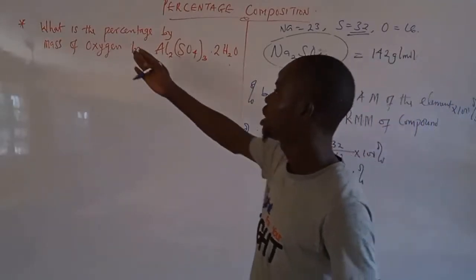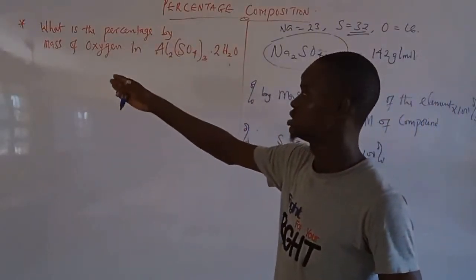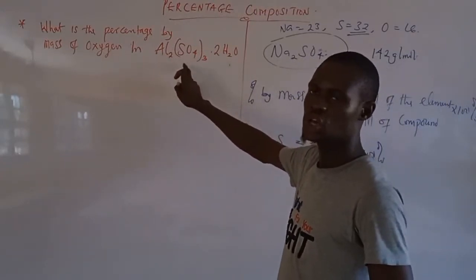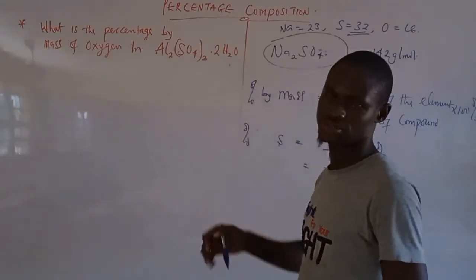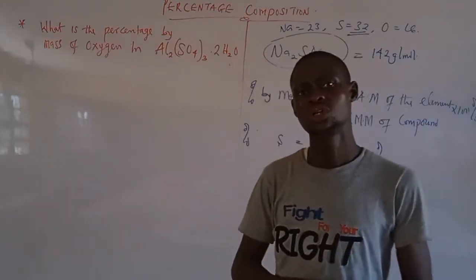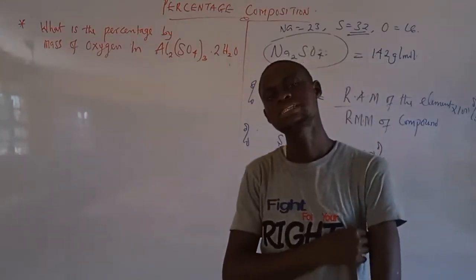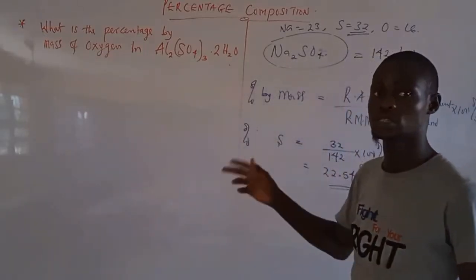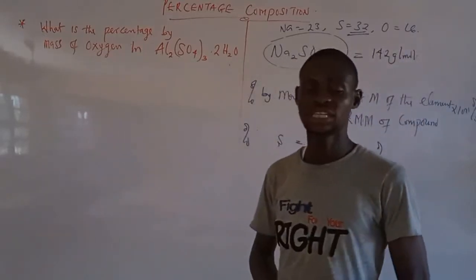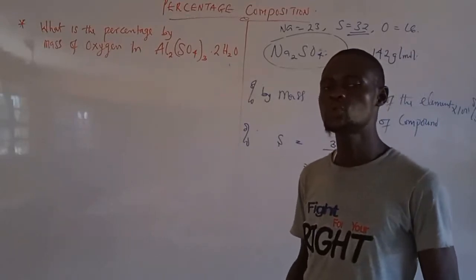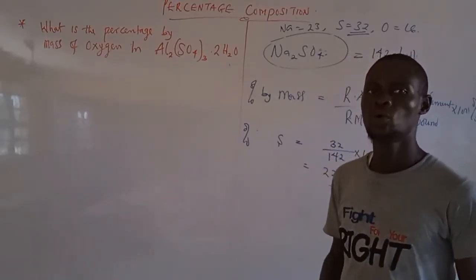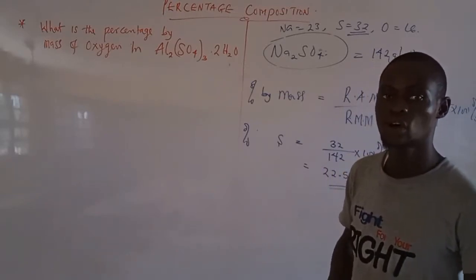They said, what is the percentage by mass of oxygen in aluminium tetraoxosulfate 6 dihydrate? The first thing that I need to know is that, to find the percentage by mass of oxygen in this kind of complex, hydrated salt, the best thing for you is to find the total mass of oxygen in that compound. You need to know the total mass of oxygen.